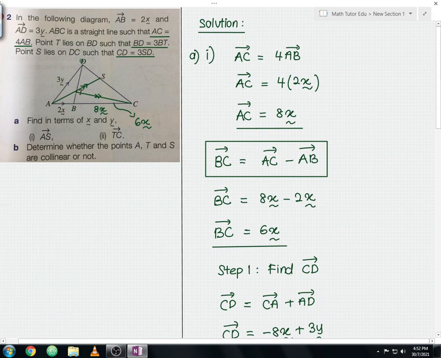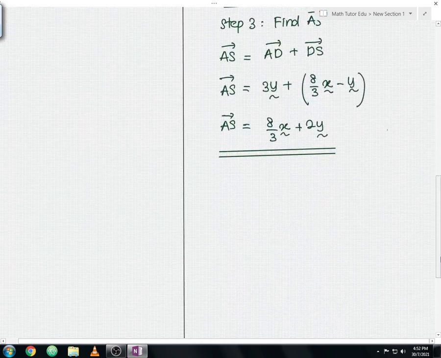So once you find the vector BD, you can use the relationship where BD is equal to 3BT, and from there you find the vector BT, and once you find the vector BT, you should be able to find the vector TC. Okay, so that is the overall idea on how you're going to solve question A, part 2. If you are still not clear, no worries, I'm going to do the working now, so just follow along with me, guys. So proceed with part 2.